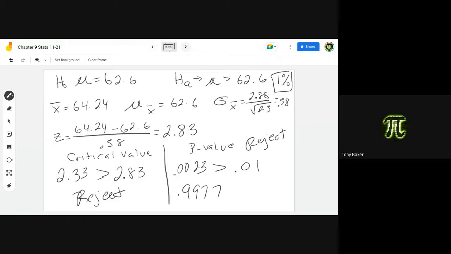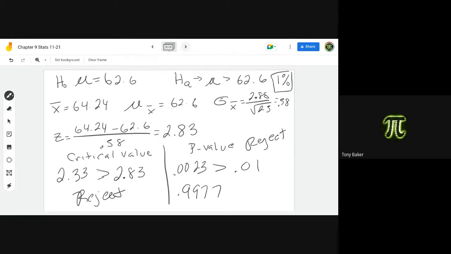Okay? So notice, you're going to use the table either way. It depends on how you want to use the table. Do you want to use the table to get the percent, or do you want to use the table to find the percent and get the number?